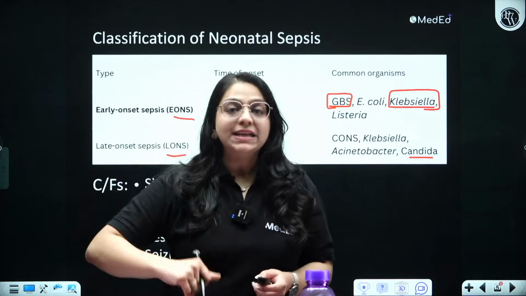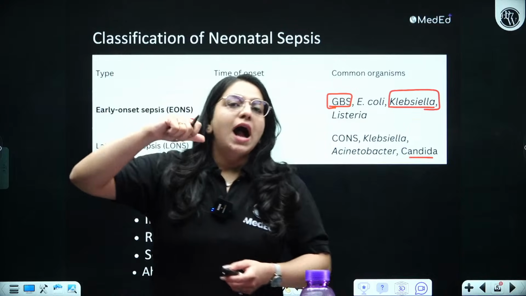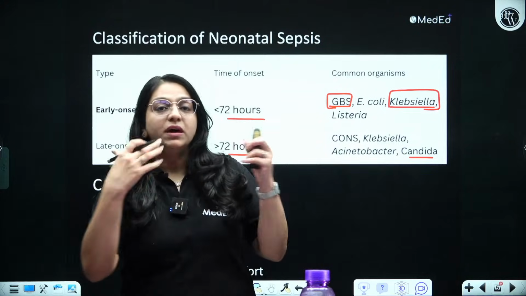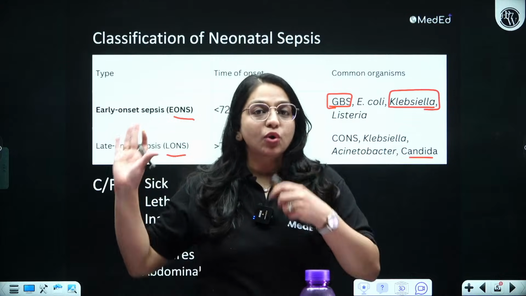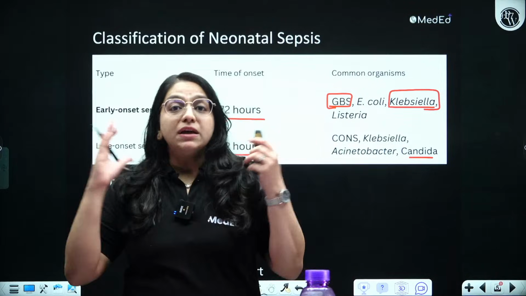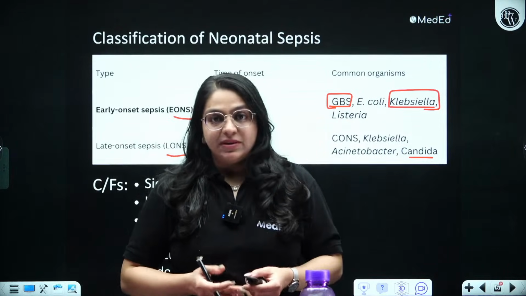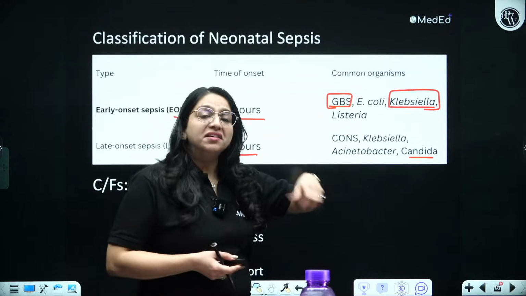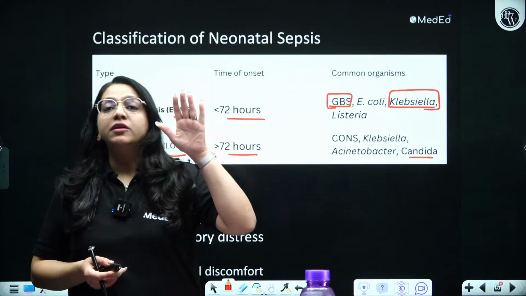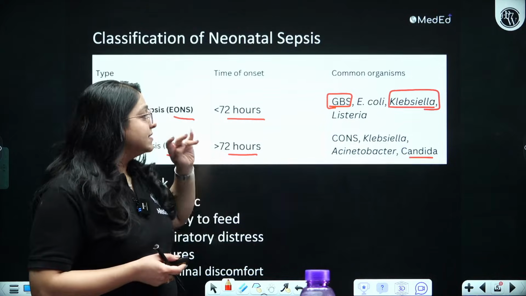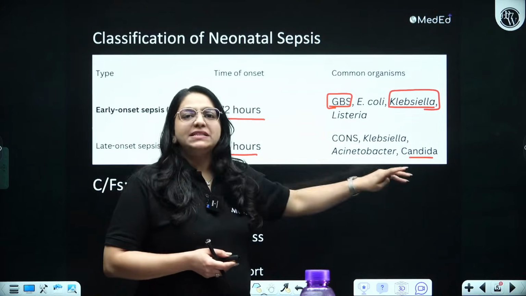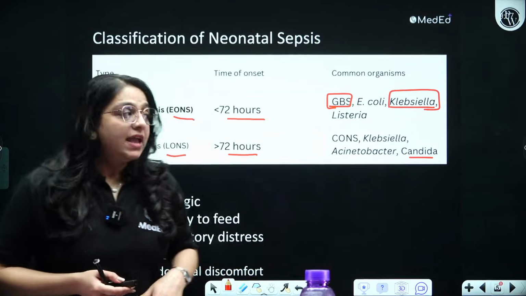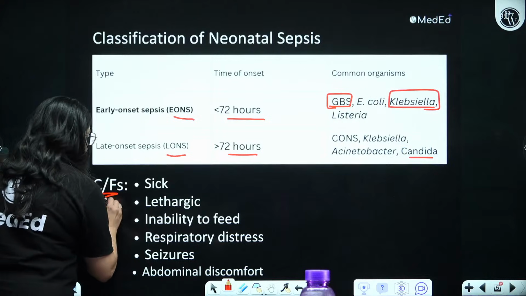And for late onset, it can be hospital acquired, from the nurses, from the doctors, from the other babies, from other mothers. Also, if the baby has gone home right after birth, then from the community, from the home environment, right? That is why the group B streptococcus is going to be more common in early onset, because it is part of normal vaginal flora, whereas the GNBs and GPCs are going to be more important when we are talking about community acquired, right?